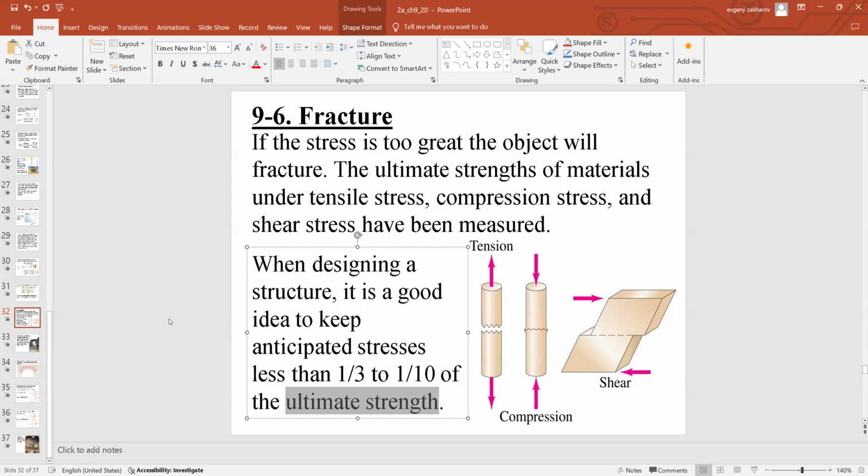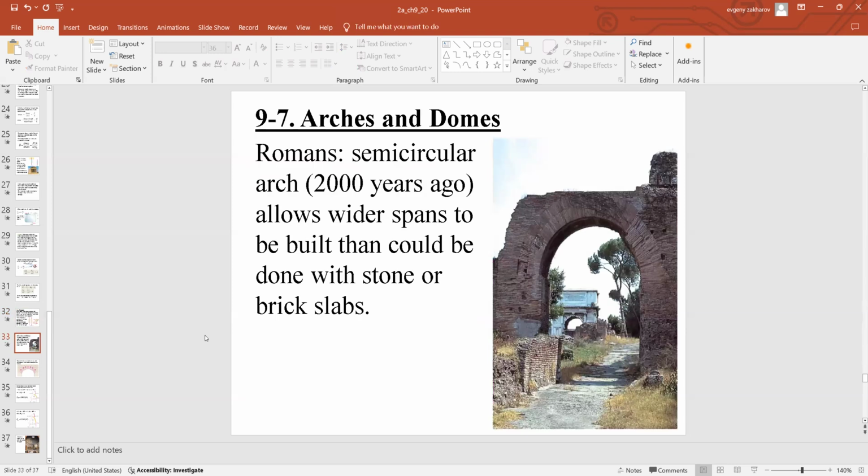On the test, of course, you don't have to look into any tables. I will give you all the necessary data for solving for either the strength or the stress. So don't worry about it. Just do the homework and you'll be in good shape.